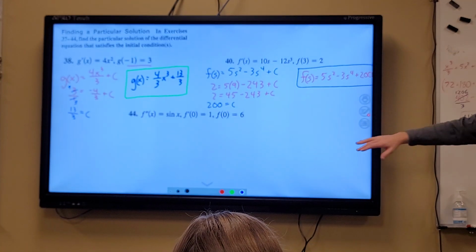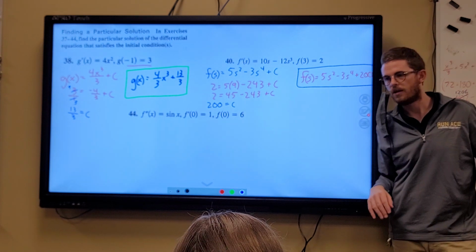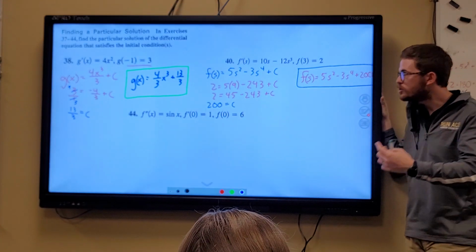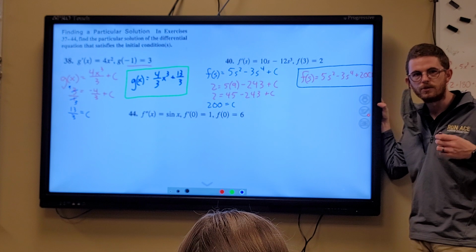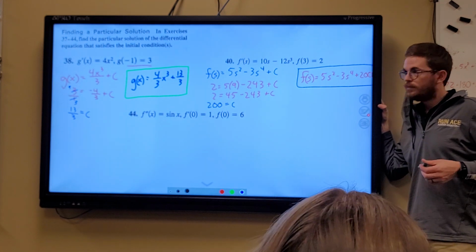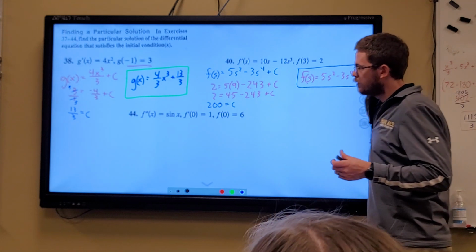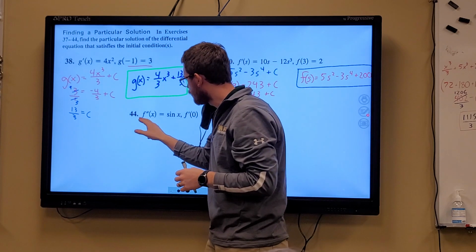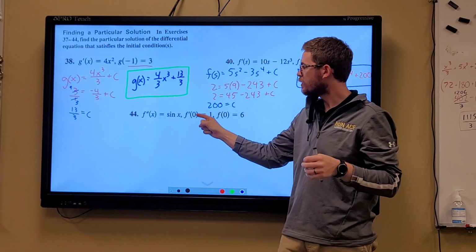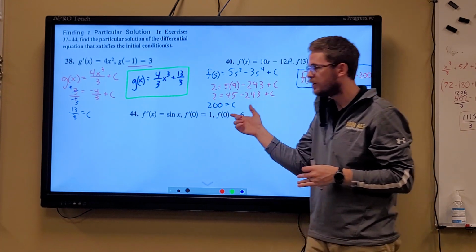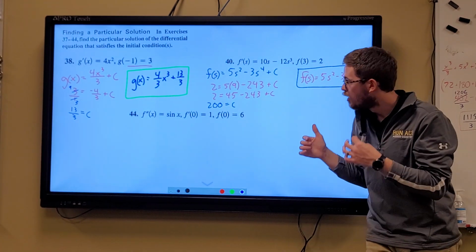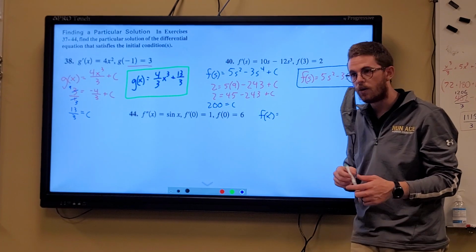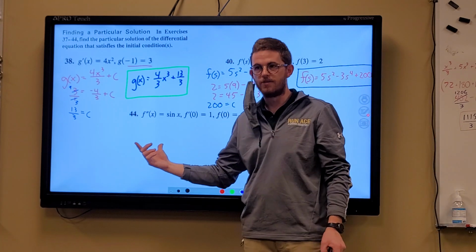All right, I want to walk through that last one together, but first, any questions about how we set up and eventually found what C is on those first two? All right, so 44, they give us the second derivative, and then they give us an initial condition of the first derivative and an initial condition of the original function. We're obviously trying to find that original function. What is f of x is our ultimate goal, and we're starting with the second derivative this time.